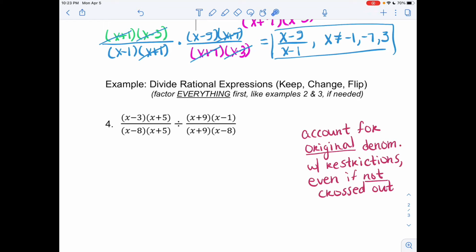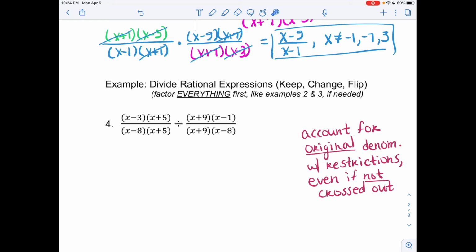I do want to make a note that right now all of these are already factored, but you might run into a case where you need to factor something or everything, maybe one or two of the numerators, one or two of the denominators. So go back and look at examples 2 and 3 to see how to factor with a GCF, and then factor using Xbox if you need to for a quadratic. This one, for the sake of just focusing on the dividing part, we're going to start with everything already factored.